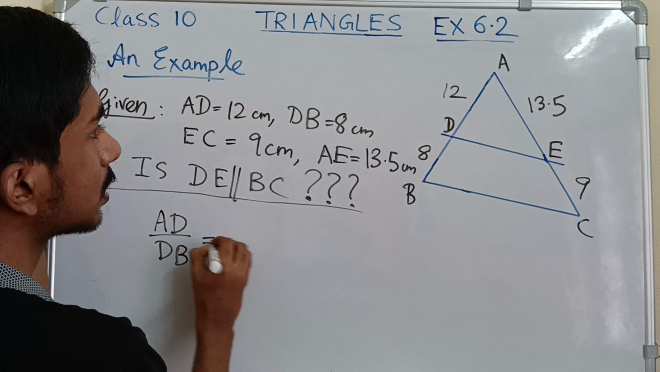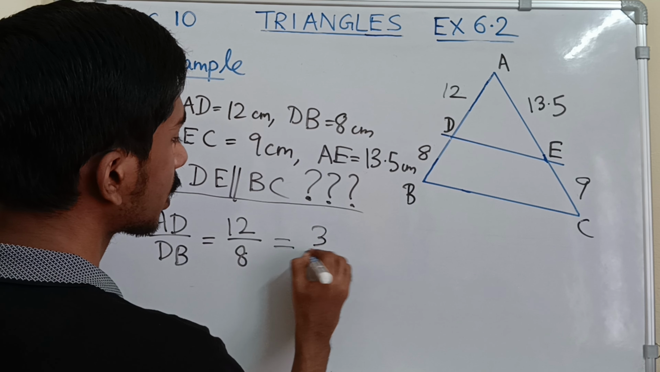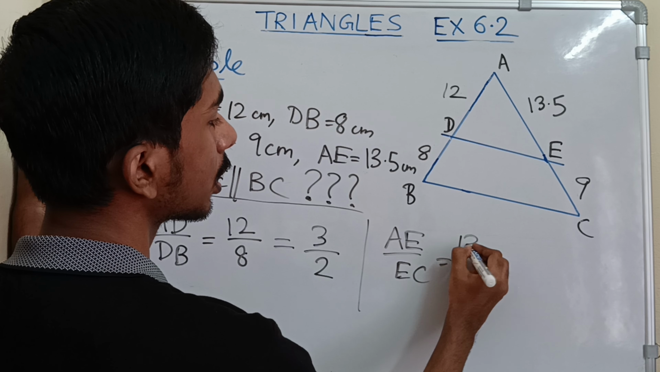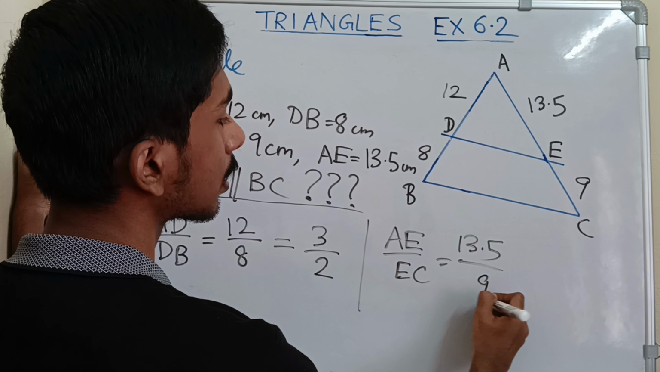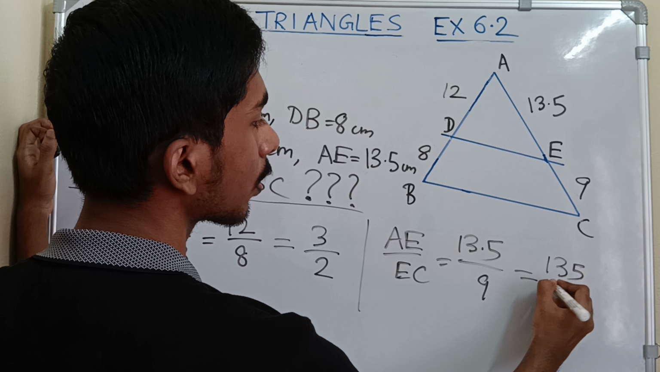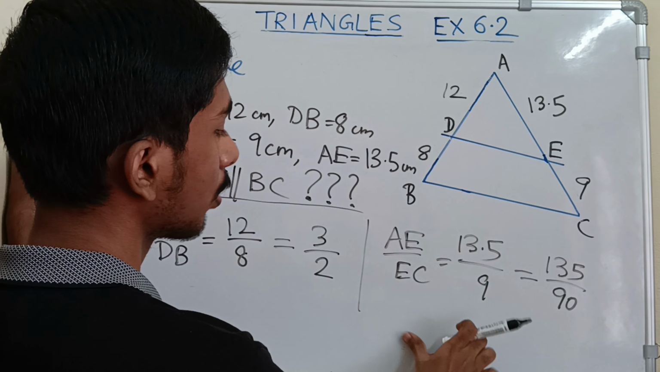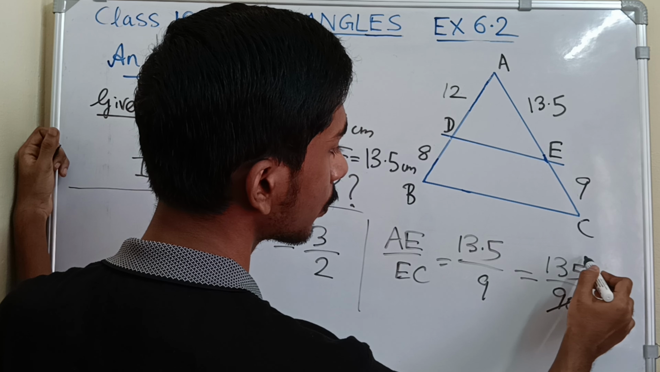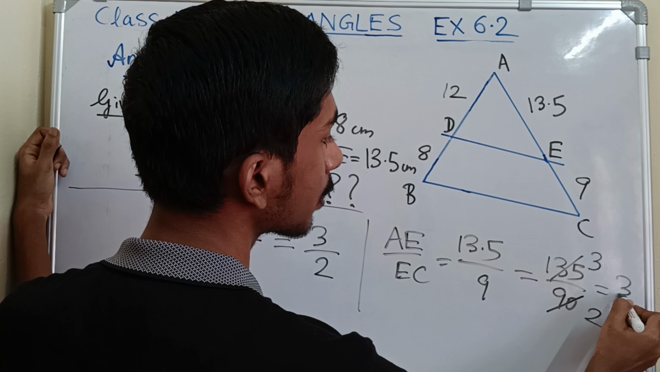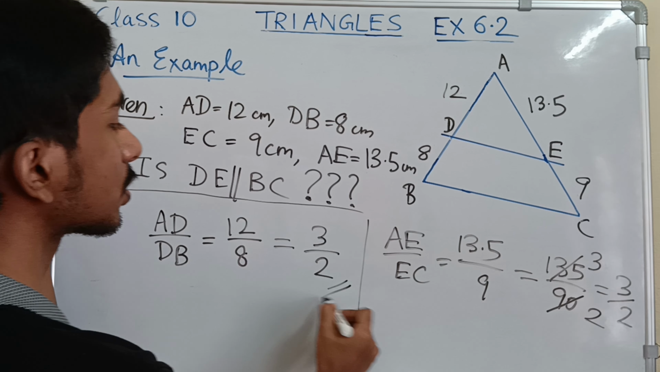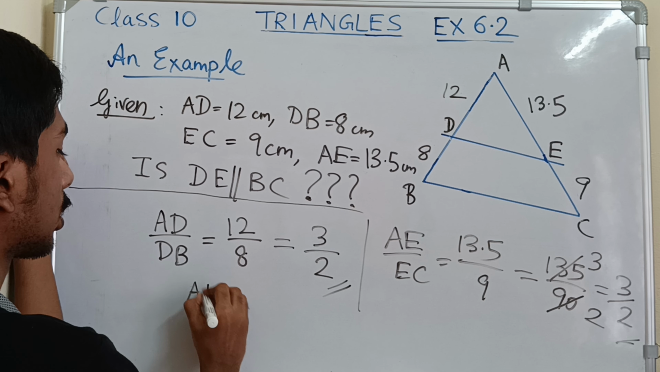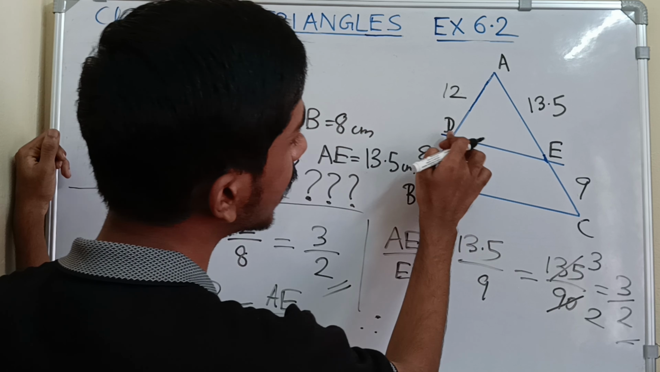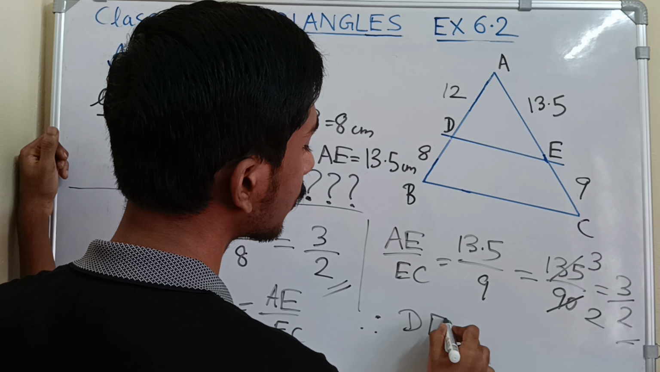So let us take the ratio AD over DB. AD over DB is equal to 12 by 8, which is equal to 3 by 2. Now let us take AE over EC. AE over EC is 13.5 over 9. If you shift the decimal point, it will become 135 over 90. Both can be divided by 45. If you divide this by 45, you will get 3, and if you divide this by 45, you will get 2. So 3 by 2. See, the ratio is the same, here also 3 by 2, here also 3 by 2. So AD over DB is equal to AE over EC. Therefore, we can say DE is parallel to BC because of this theorem we just learned.